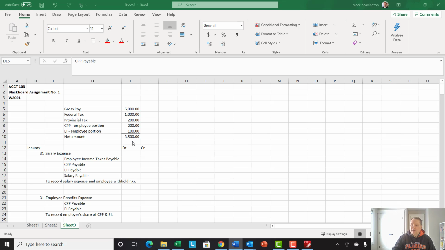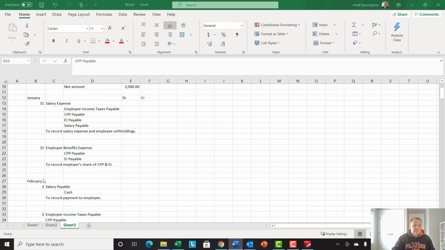I just threw some numbers in there, and we'll use those on the answer. But the key was to get the date right, which was January the 31st. We were paying salary for January the 31st, so it needs to be recorded in January. That's important. And because we weren't actually paying the salary until February, you needed to set up salary payable on January the 31st rather than using cash. So this recorded the employee withholdings.